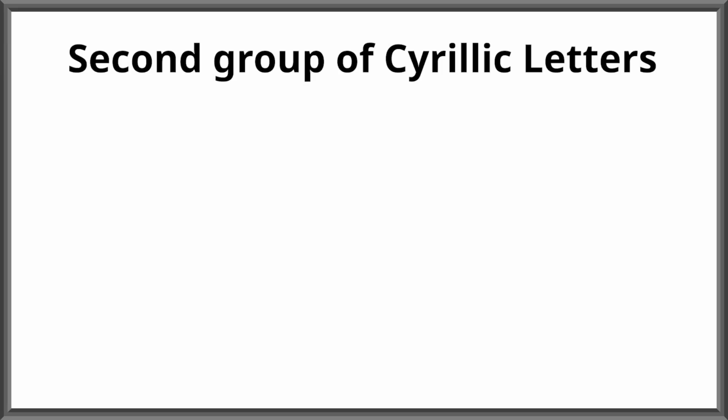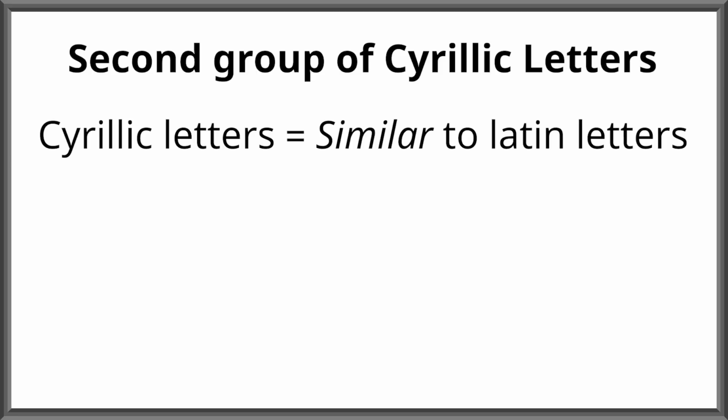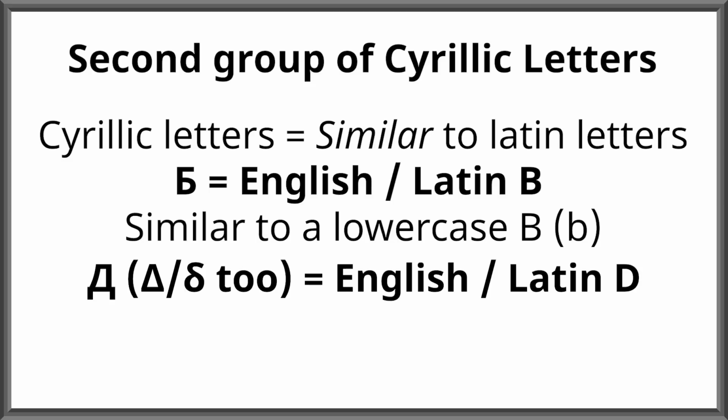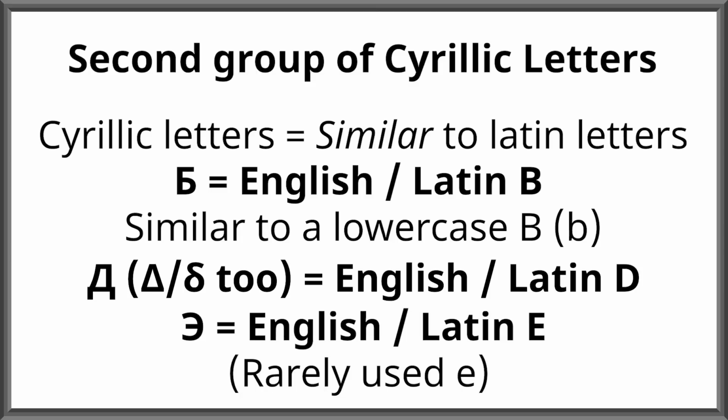Let's go! There are also the second easiest group of letters to memorize, which are the Cyrillic letters that are very similar to their Latin counterparts, which consists of the Cyrillic P, which looks like this, and the Cyrillic P, which looks like this. There's also the sometimes used Cyrillic letter E, which is just an E but flipped and a little bit more curvy.